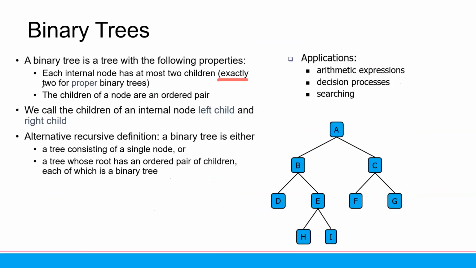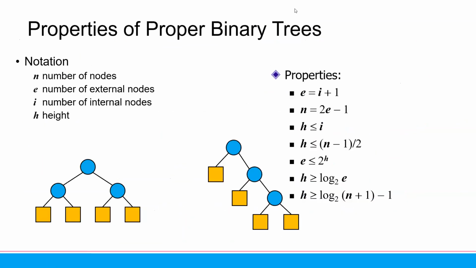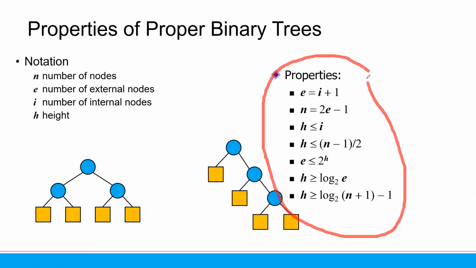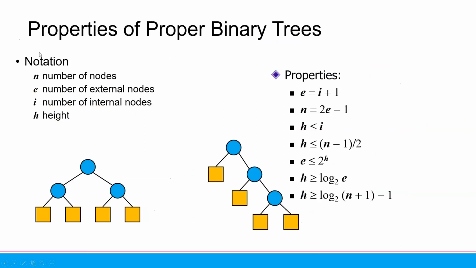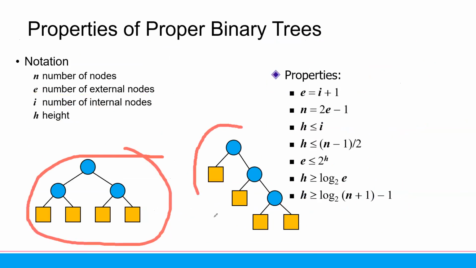The binary tree with exactly 2 children for the internal node. So for the proper binary trees, we can have the following properties. Let's say n is the number of nodes, e is the number of external nodes, i is the number of internal nodes, and h is the height. So we can see the binary tree like this one, and we can see also the binary tree like this one.